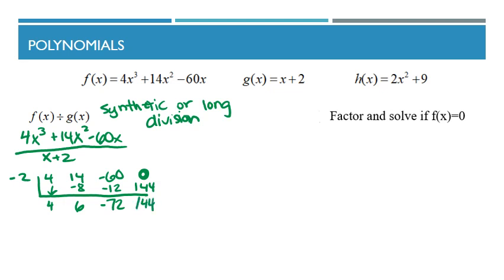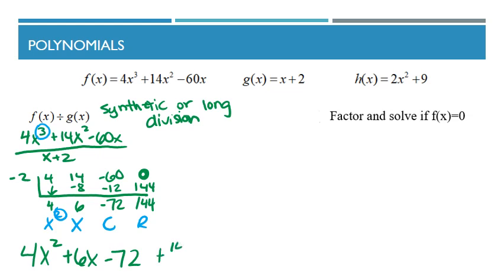So now as I read those from right to left, this is my remainder, my constant, my x squared. You should always be 1 degree less. So that's how you sort of know how it lays out. But now I need to actually write my answer. My answer is 4x squared plus 6x minus 72. And then in addition to that, I have a remainder of 144 over the divisor of x plus 2.